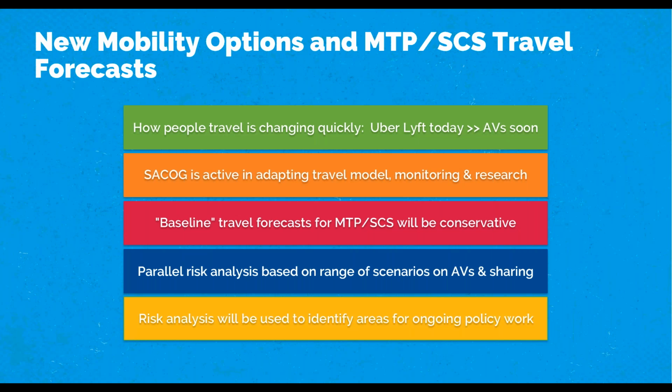So our advice to our board, and our proposal to the board, was to maintain a baseline set of travel forecasts that the MTP and the SCS will be built around, and it will include the types of modes that are available today, including some of the shared modes. We are working to get Uber and Lyft, the TNC type mode option, fully into the travel model, and use that travel model to forecast a set of baseline forecasts that we use to build our plans.